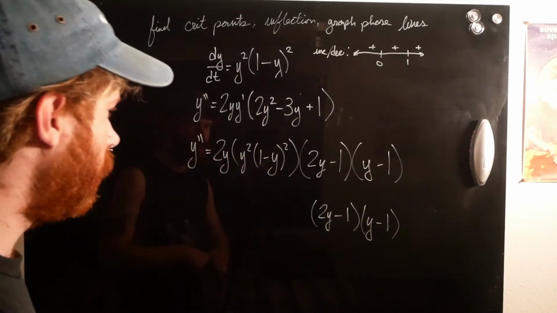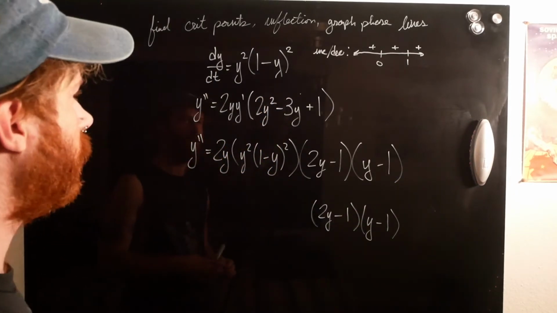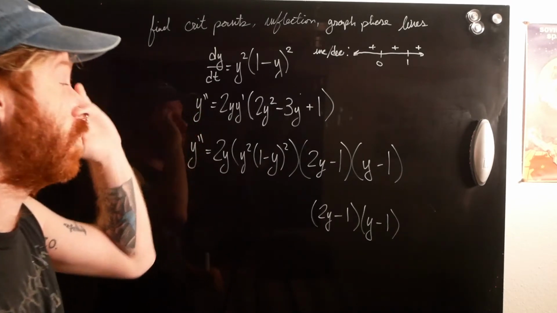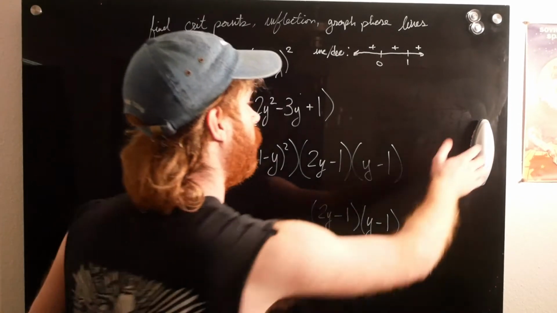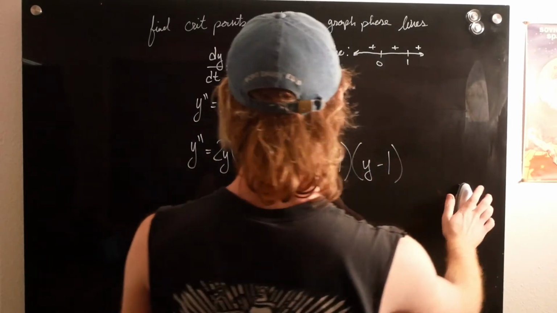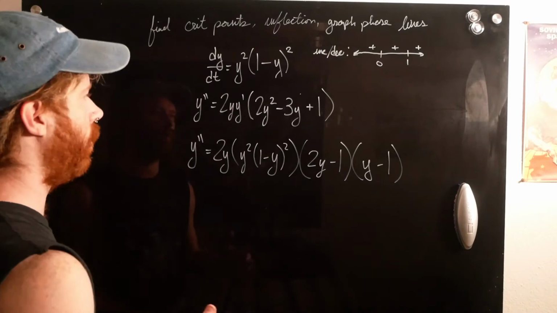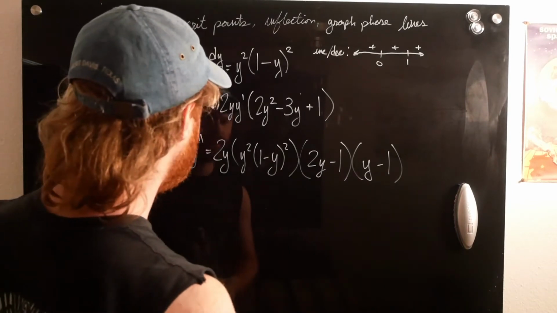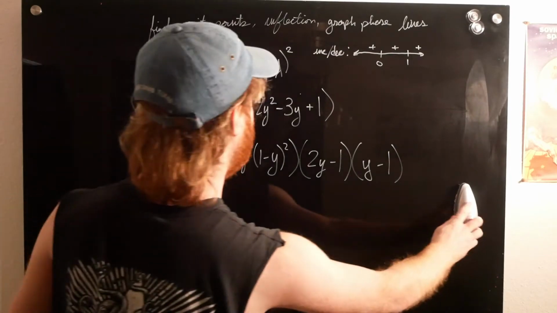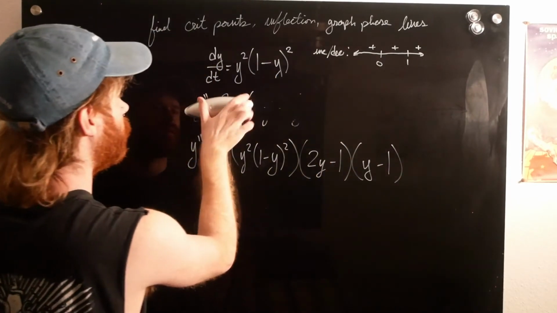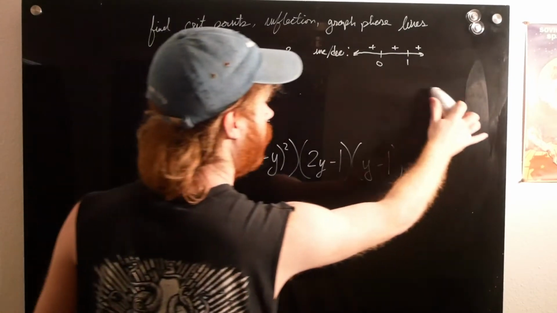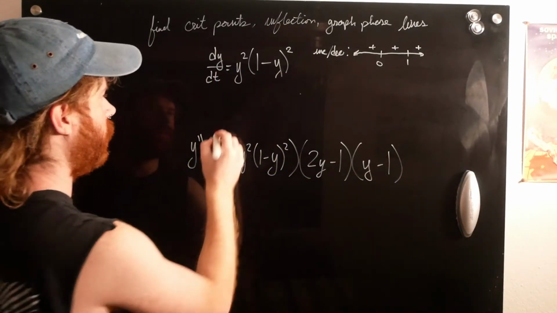Okay. So now we've found y double prime, and we can use this equation to find the inflection points. We'll do that by finding the zeros of this function first and testing all the points in between. So I'm actually going to do it up here. I'm going to erase this. And let's test all of these inflection points.